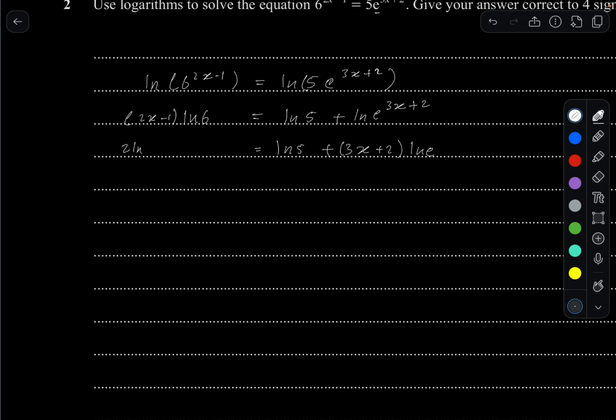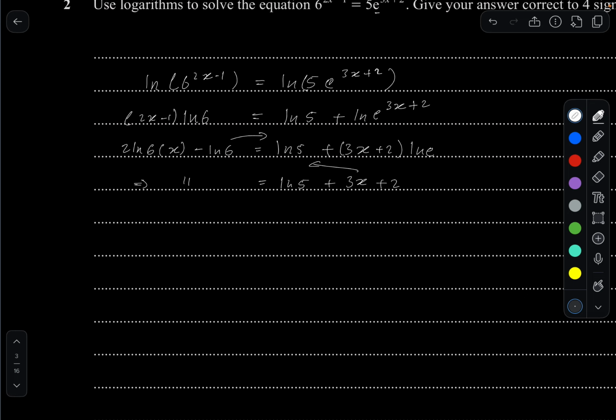So that's 2 ln of 6, and this will be that x, and then it will be minus ln of 6, and this will give you ln of 5 plus 3x plus 2. And now you have this part and that part. So you take everything that doesn't have x to that side, and everything that has x goes to that side. So now I'm just going to copy and paste. I'm going to leave this place blank because it's going to look like the top part.